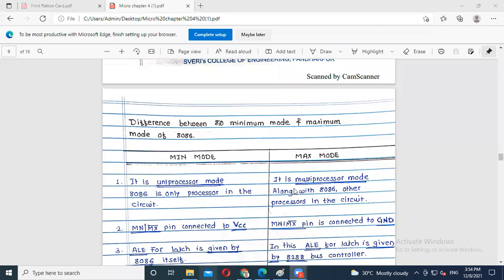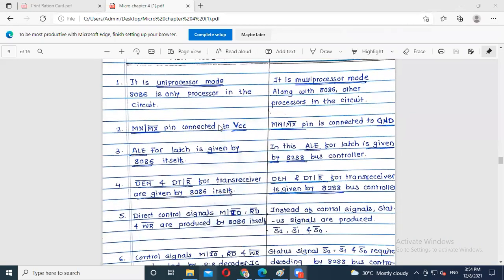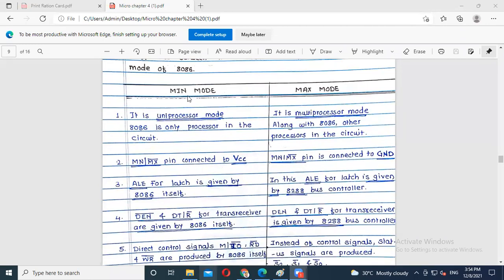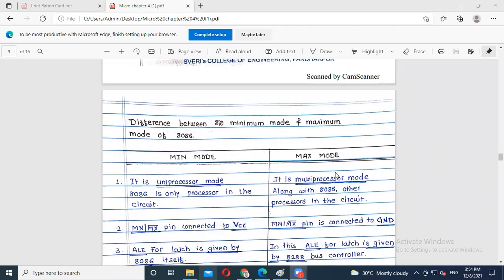And this difference table is very, very important for your practical overall examination. This table is very, very important. So for that purpose, I prepared a well table. Please all of you go through it. So now I will go through this table. There is a minimum mode column I made, and one more column, maximum mode.